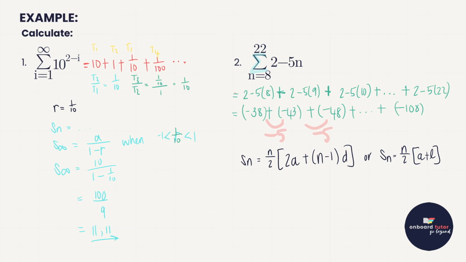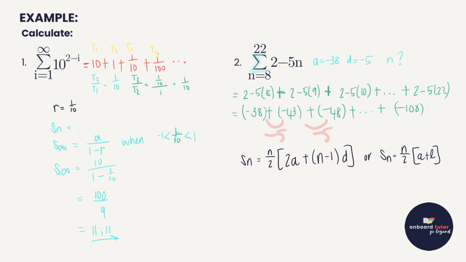Okay, but the question now, grade 12s, is what do we substitute in for n? a is our first term. That's going to be minus 38. Let's write that down. a is equal to minus 38. d we've known to be minus 5 because we worked that out. And then we need to know n is equal to something.